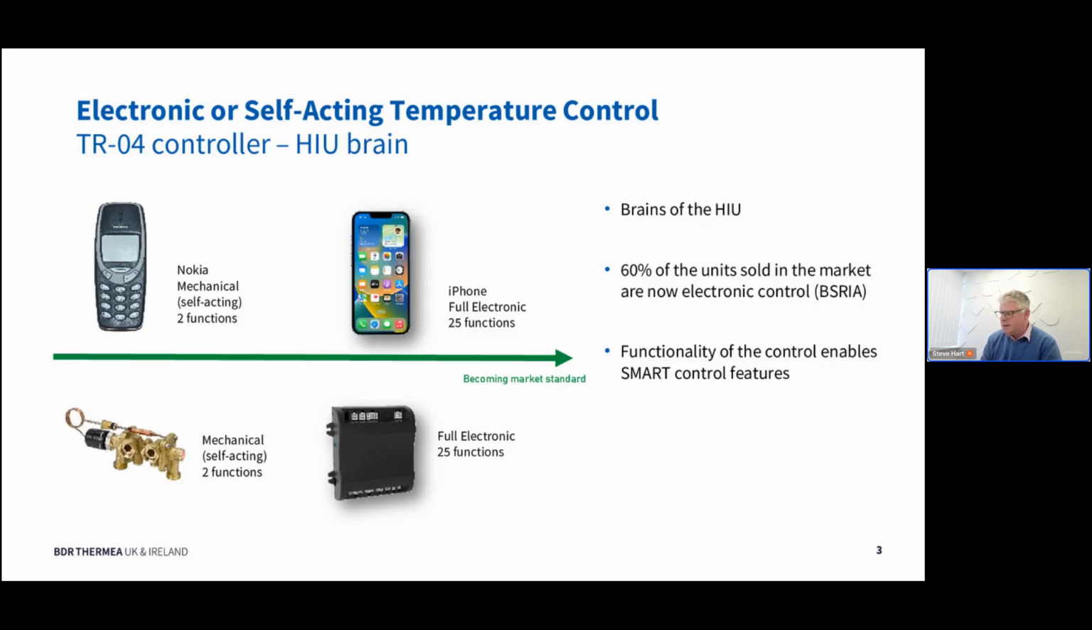But certainly they commenced a transition towards electronic control in 2015, and now all of the HIUs that emanate from our factory, which is about 44,000 units, have electronic control. We are aligned with that approach because we think that allows for many more smart control functions than perhaps a single self-acting unit.